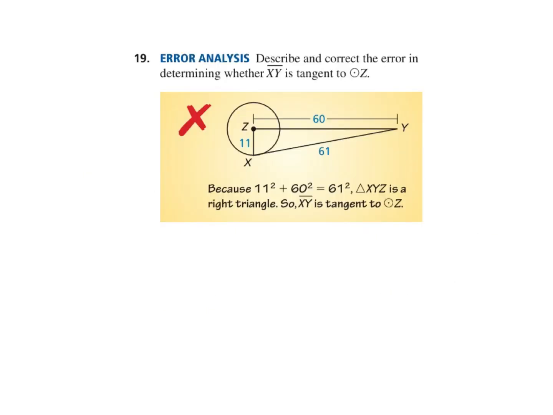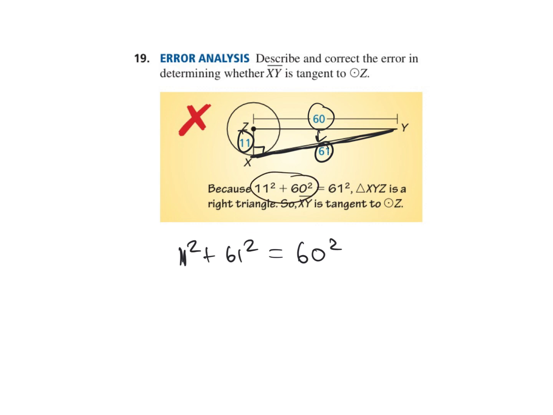Now what they did wrong here, let's just figure out. If this is tangent, they made it look like that's tangent, and that's probably what they did wrong. So this is supposed to be the tangent spot. So 61 and 11 should be your legs, and it should equal 60 squared, which, 60 is not bigger than 61. And that's what they did here. They took, let me erase this, they took the 60 and the 11 and thought that was the 90 degrees because that's what it looks like.